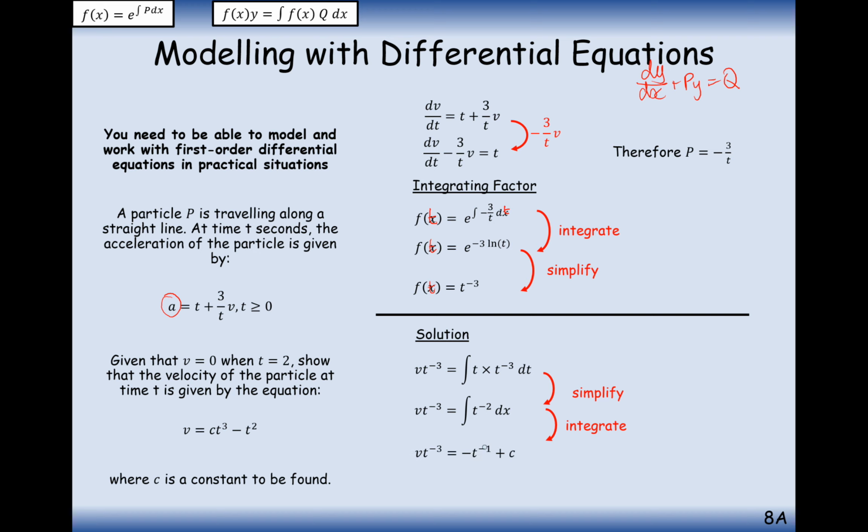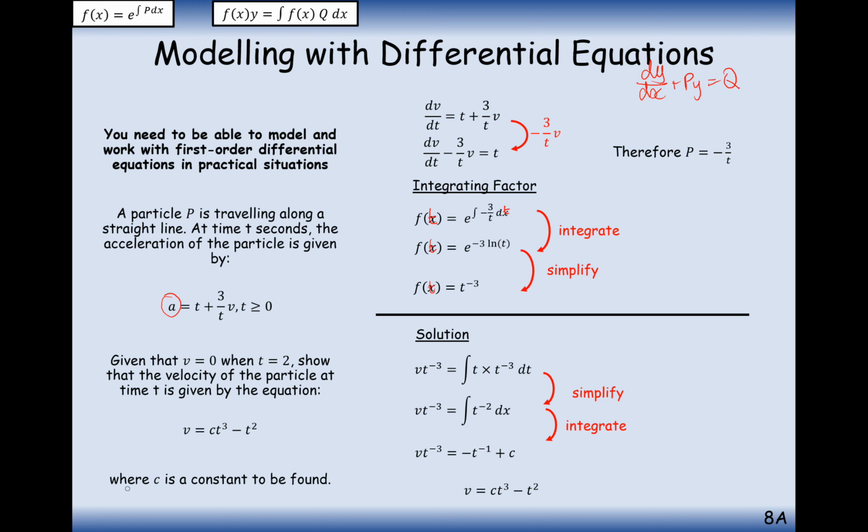So we get minus t to the minus 1 plus c, and then multiply by t cubed on both sides. That will cancel out the t to the minus 3 on the left. So we get v equals ct cubed minus t.